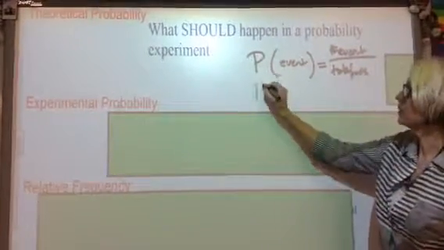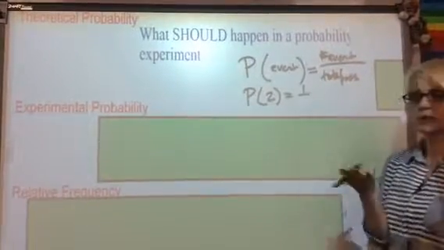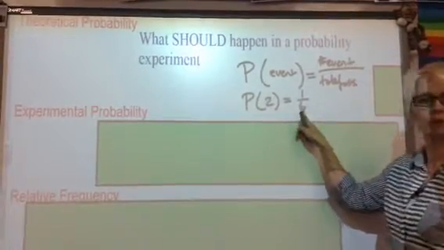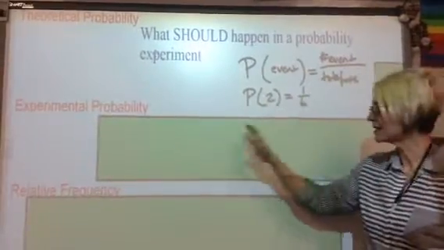So for example, the probability of rolling a 2 on a number cube would be 1, because there's only one number 2 on a number cube, out of 6, because there's 6 total possibilities on that number cube. So we would say the probability then is 1/6.